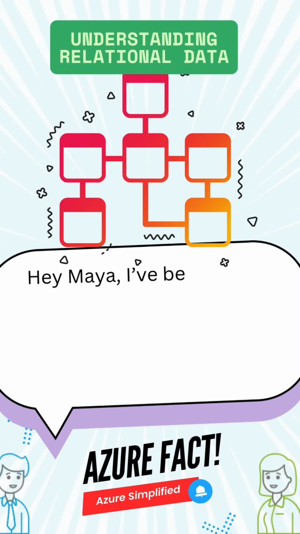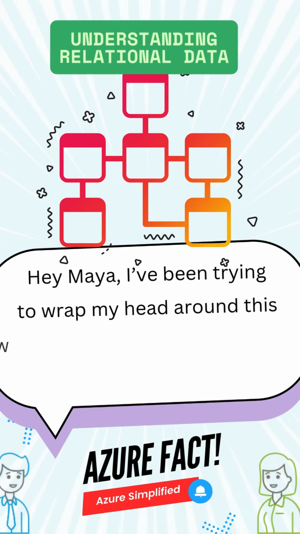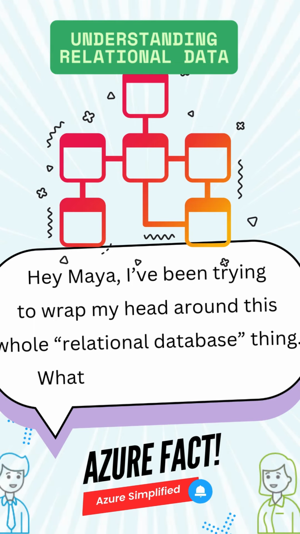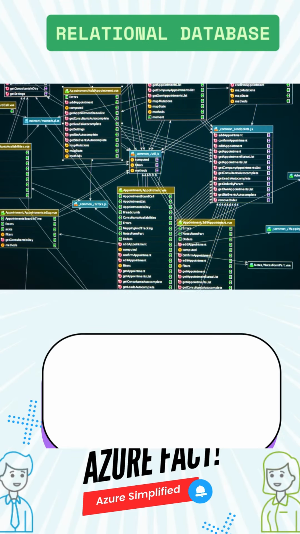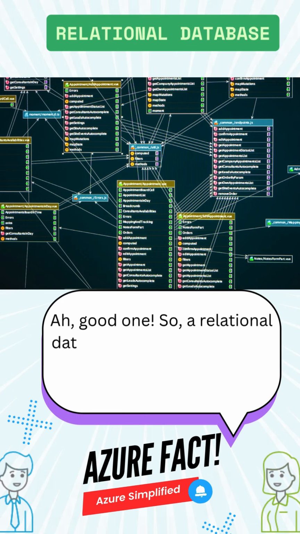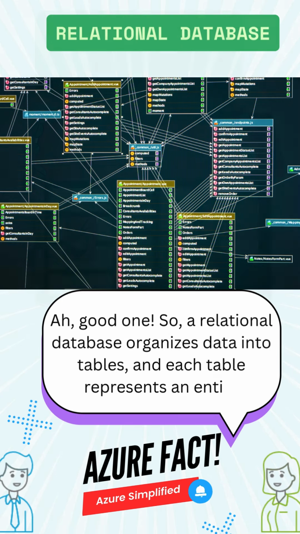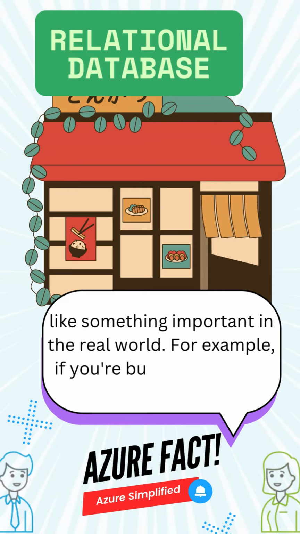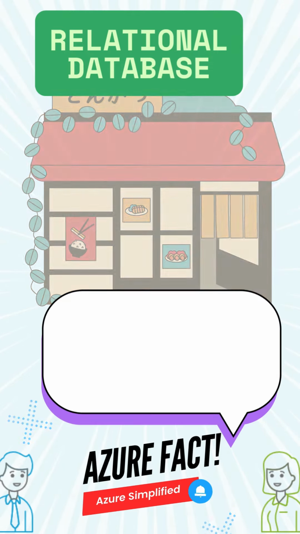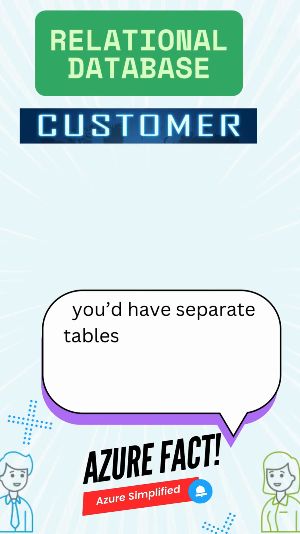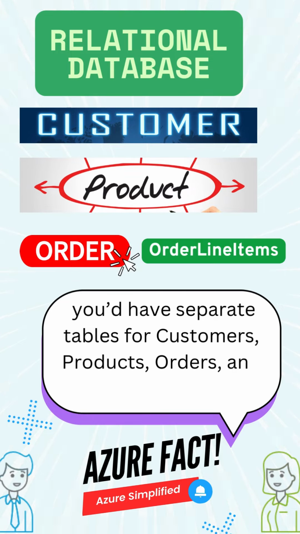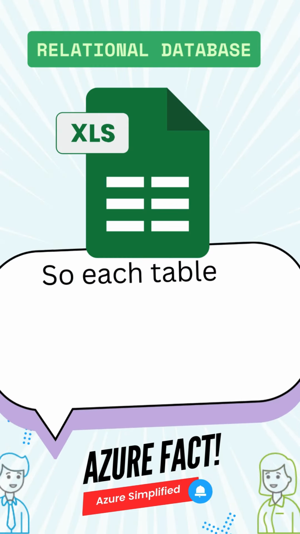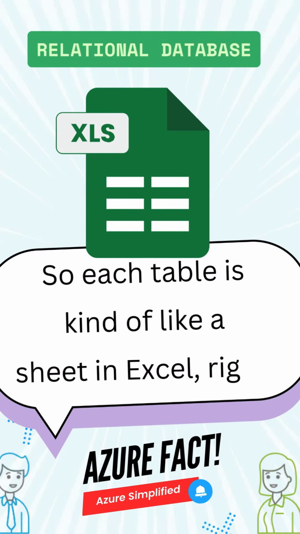Hey Maya, I've been trying to wrap my head around this whole relational database thing. What makes it relational? Good one. So, a relational database organizes data into tables, and each table represents an entity, like something important in the real world. For example, if you're building a system for a store, you'd have separate tables for customers, products, orders, and order line items. So each table is kind of like a sheet in Excel, right?